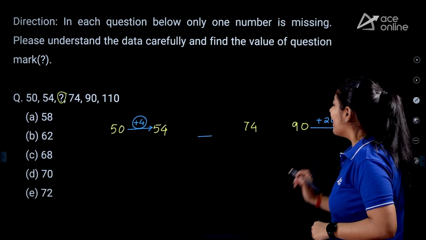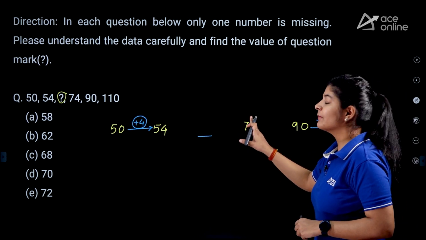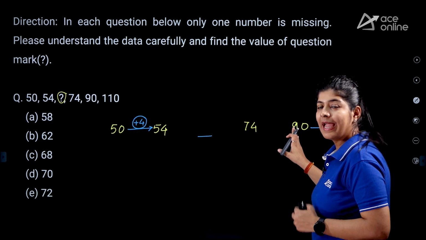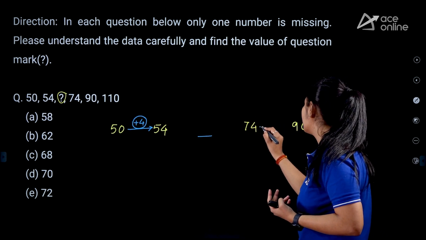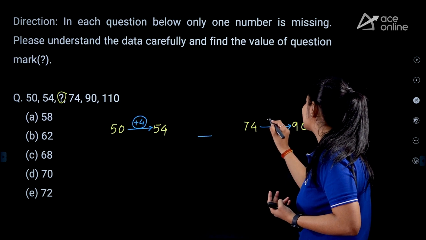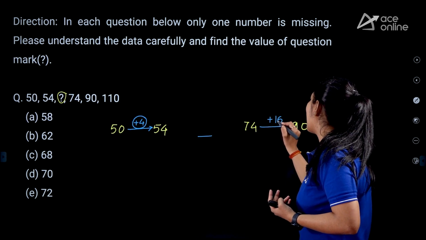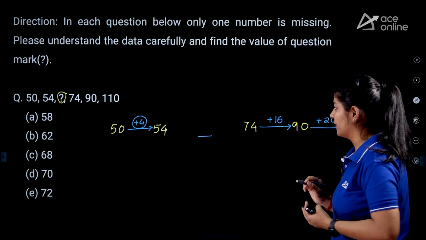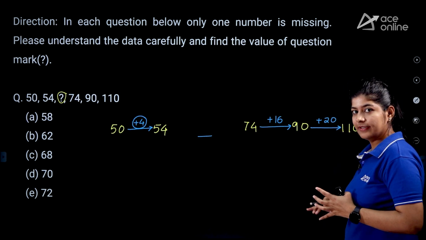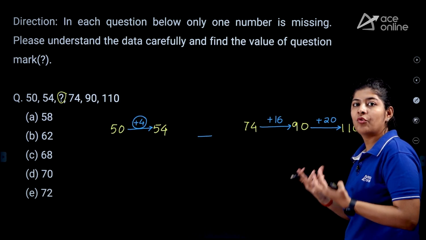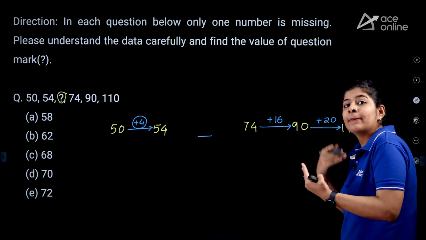And when I find the difference between 74 and 90, or if I want to convert my 74 into 90, I have to add plus 16. As I see the pattern over here, I am getting a pattern of 4, or the table of 4.